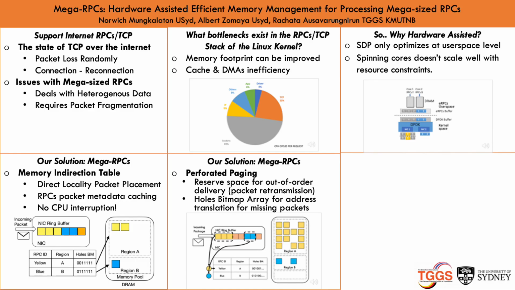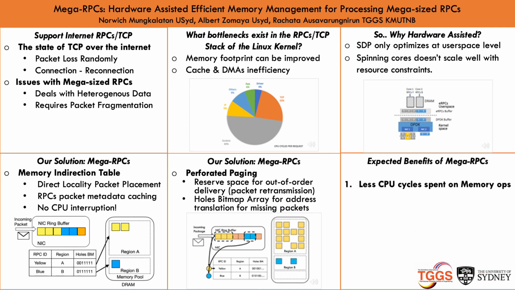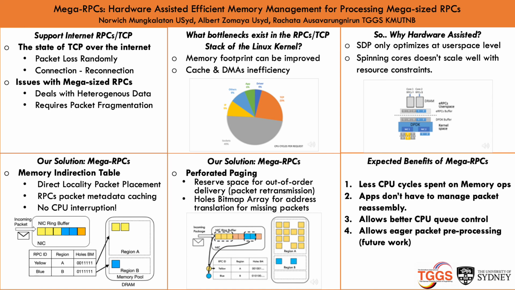So we implement MegaRPC in Gen 5 because we are introducing a new hardware components in the memory I/O controller. We expect our work to provide the following benefits. Our main goal is to reduce memory operations spent on the CPU so that the CPU can do other useful work. Since packets are served as a whole, the application doesn't need to do packet reassembly.